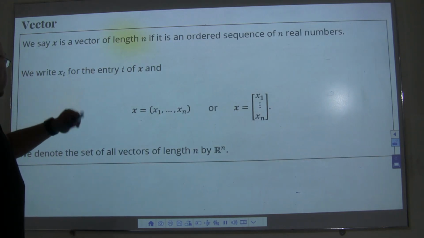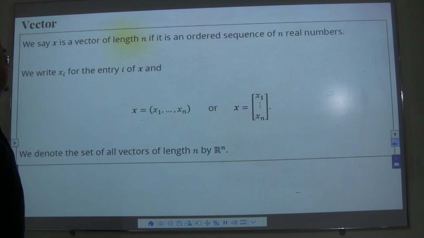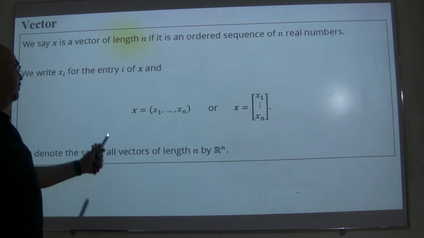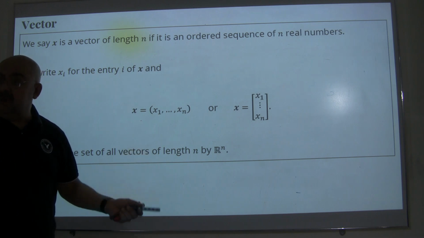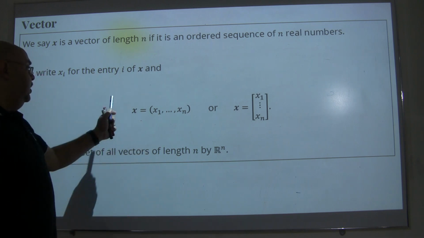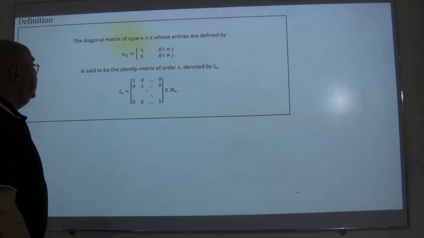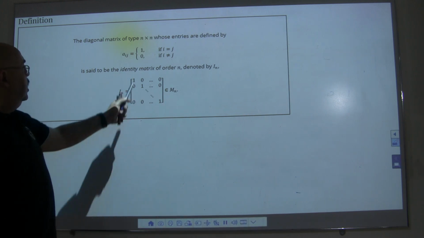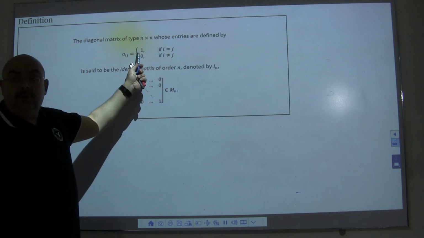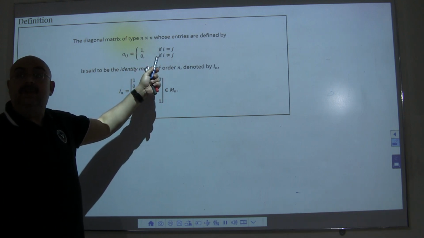Once more, he's talking about the row matrix and the column matrix. Vectors mainly are like row matrices, so we can deal with them either in the form of a row or a column matrix. This is the identity matrix that I told you about. For i equal to j, it's equal to 1. For i not equal to j, they will be zeros.